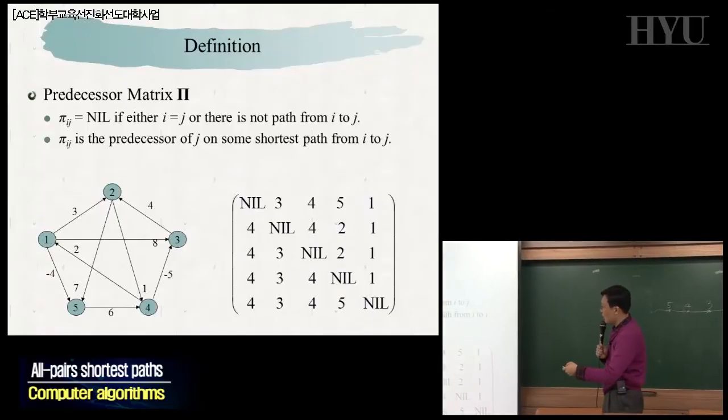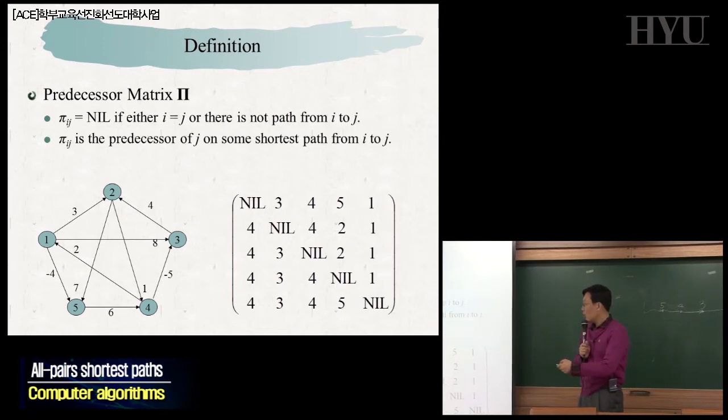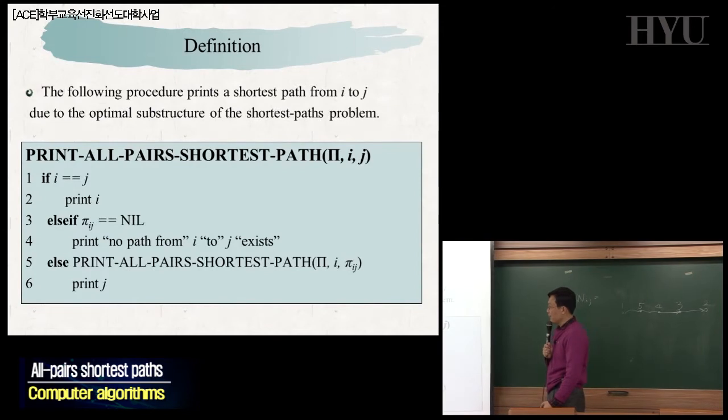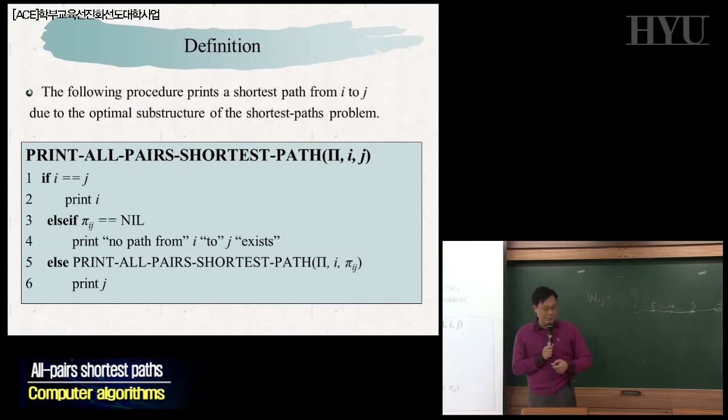And look at this. In this case, they are not defined initially, and if there is no negative weight cycle, all the values will be nil at the end. Okay, this pseudocode is what I did now.